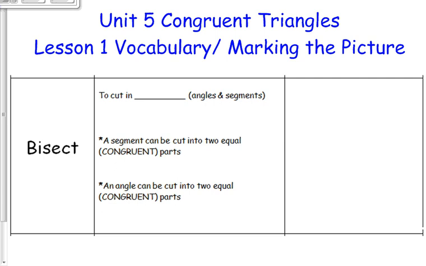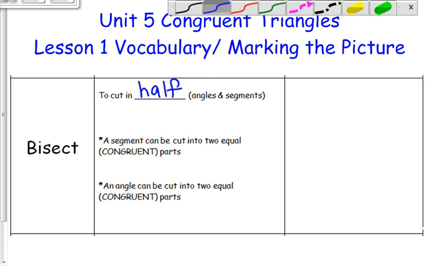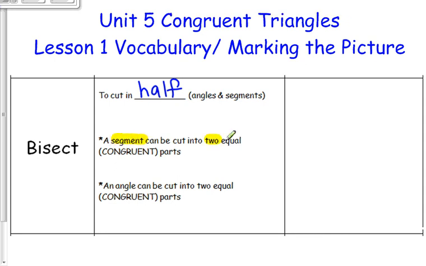Okay, when we're bisecting something, it means we are cutting it in half. Okay, that goes for angles and segments. So when we cut these things in half, okay, we're actually creating two congruent parts. Remember, congruent means equal, okay, for segments and for angles. Okay, we've created two equal parts. So let's look at what some of the wordings might look like for this.